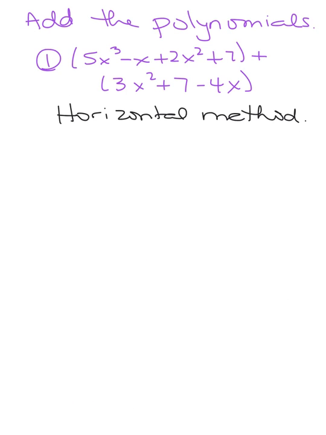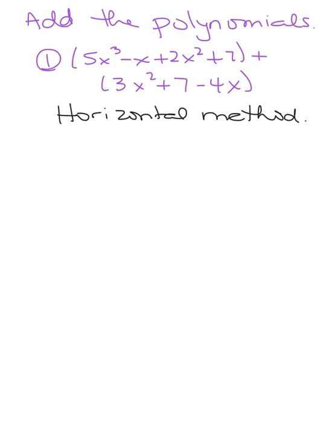Now we're ready to add a polynomial. There's two methods you can use, a horizontal method or a vertical method. So I'm going to show you both. It really is a personal preference. I haven't really met any teachers that specifically want one or the other. A lot of times they want you to practice both, so you can decide which way is best for you.